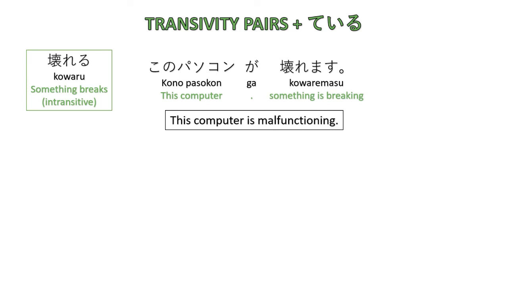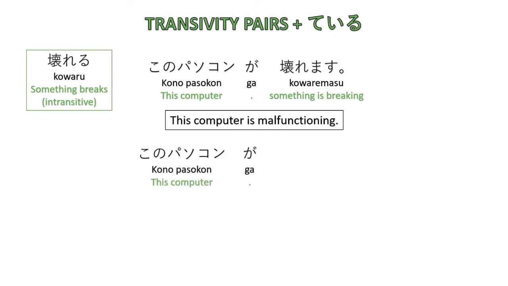This computer is malfunctioning. Okay, so I did not use the word break because the verb which is more appropriate when talking about a computer is malfunctioning. So this computer is malfunctioning or this computer malfunctions. It's the same thought.